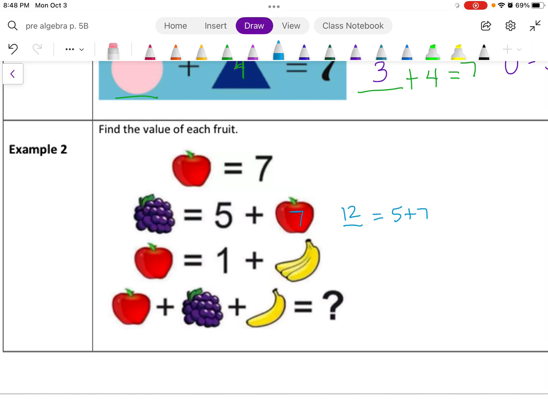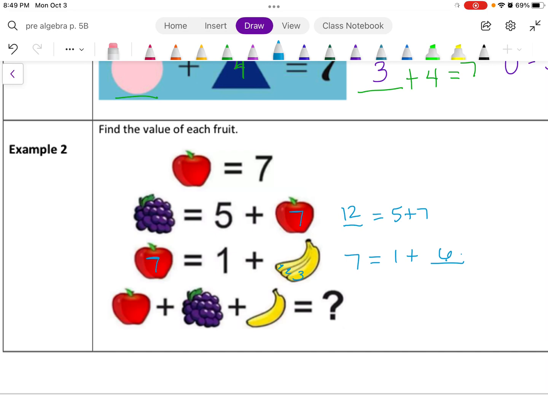Okay, and again, I know my apple, so I can fill that in on this second equation, which says 7 equals 1 plus what? Well, 1 plus 6 would be 7. So we know that we have 3 bananas here. 1, 2, 3 bananas is 6. So what's 1 banana?